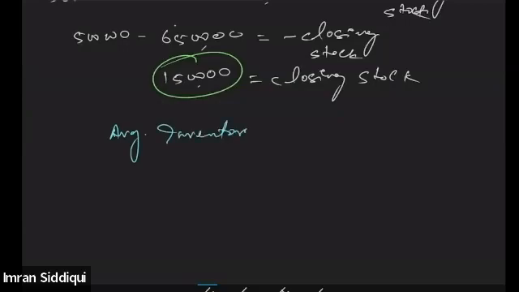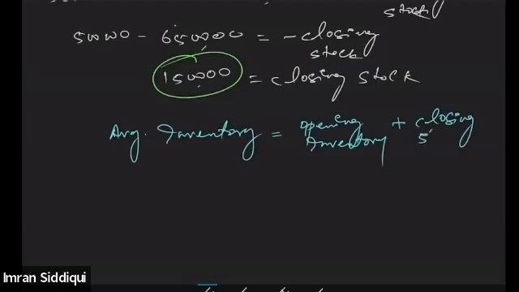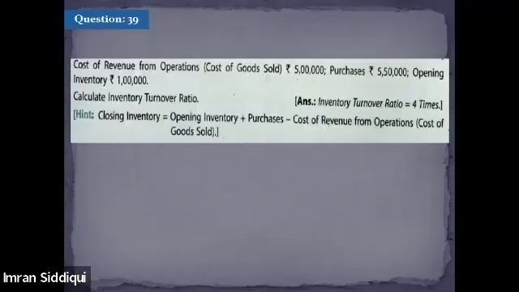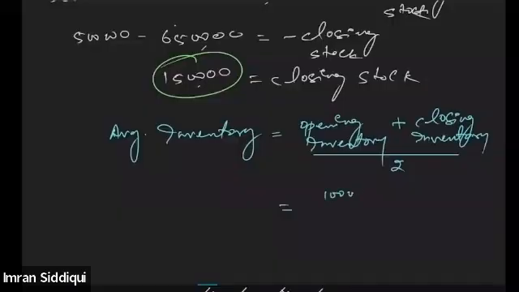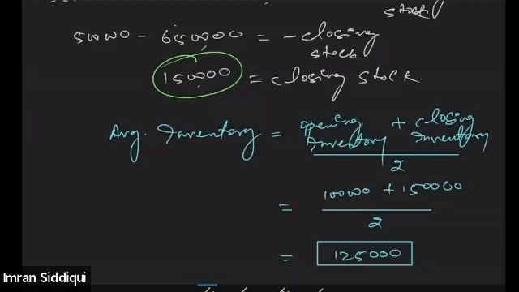Now, to find out the average inventory, what we can do? Sir, simply add the opening stock or opening inventory, take the value of the opening inventory and closing inventory or closing stock and divide it by 2. So it will be opening stock given in the question as 1 lakh plus 1,50,000 divided by 2. We'll get 1,25,000 as the average inventory, right?